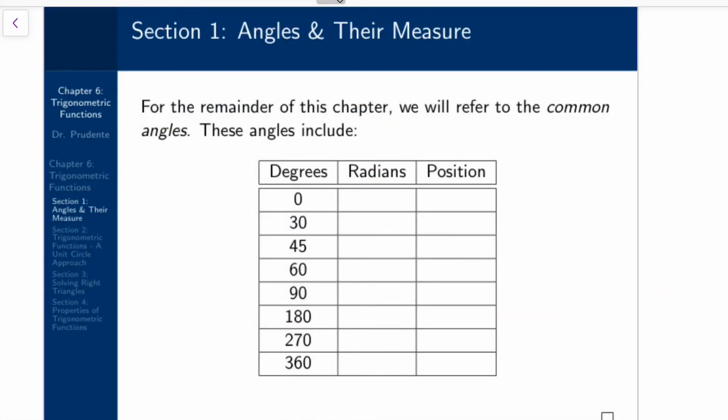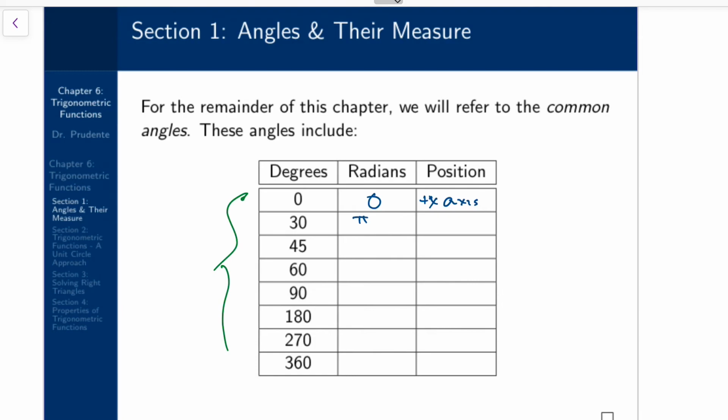The last thing we want to look at are these common angles. We're going to want to know what their degrees are. We list the common degrees out here. We're going to want to know what their radian measures are and where the position on the Cartesian plane is. So 0 degrees will correspond to 0 radians, and it will be the positive x-axis. That's where the terminal side will lie.